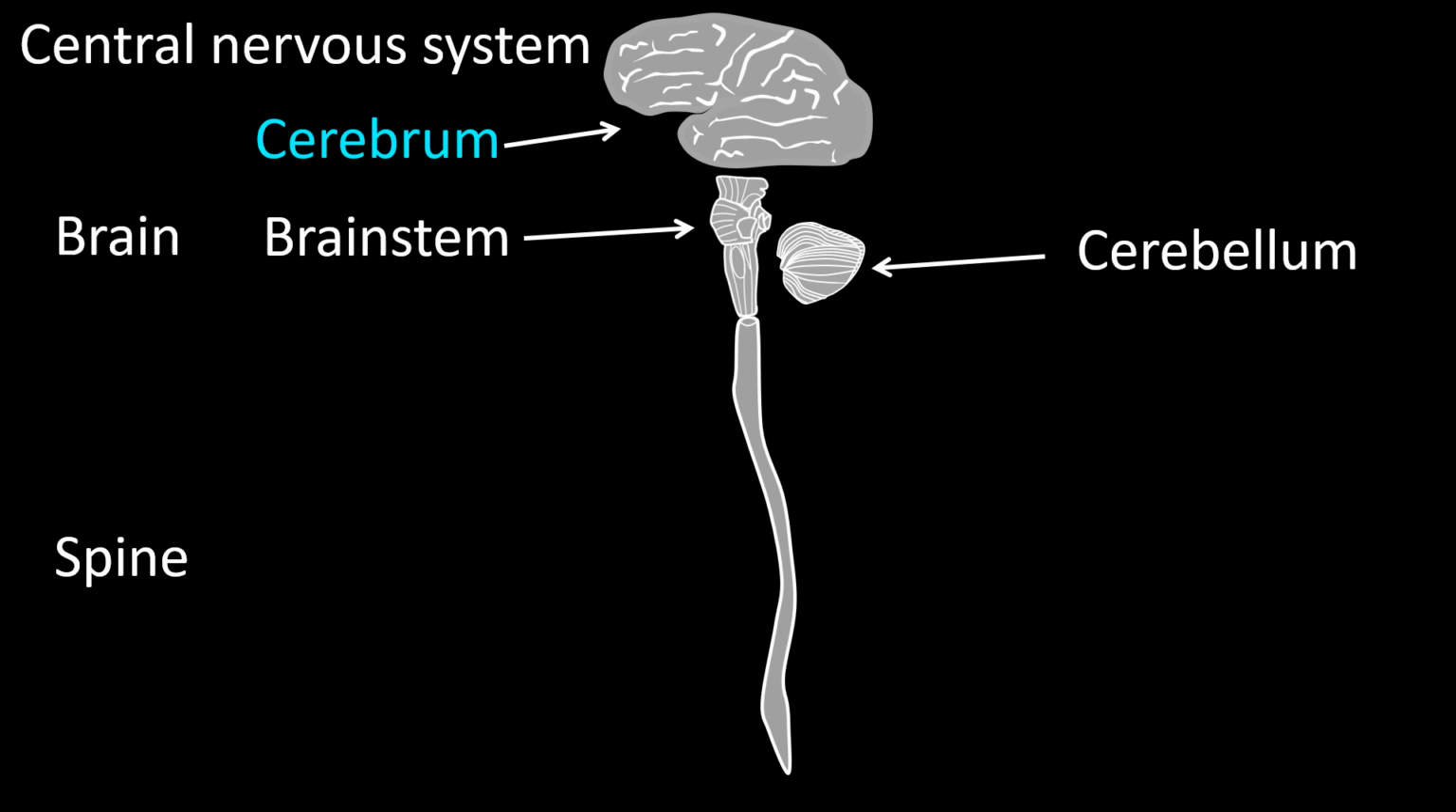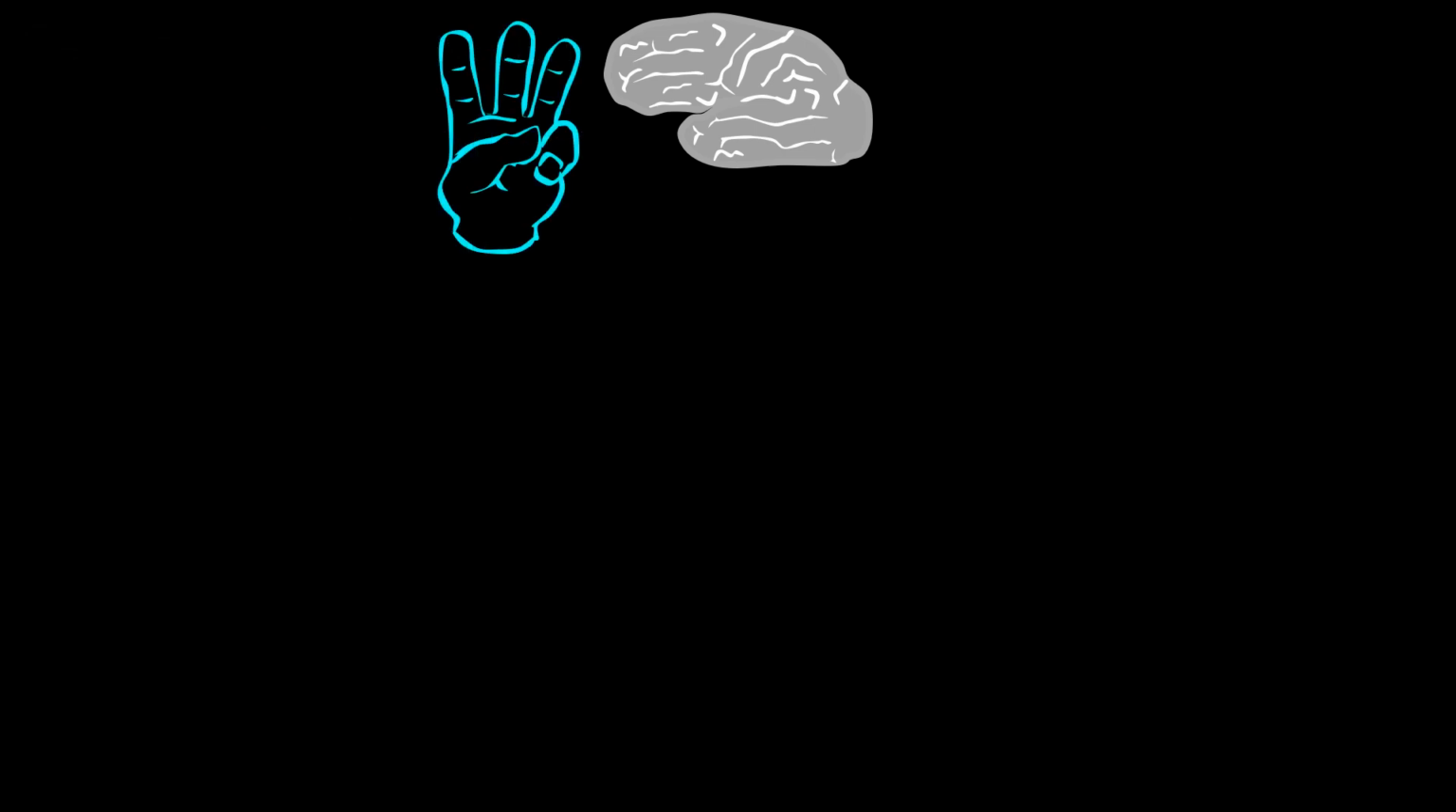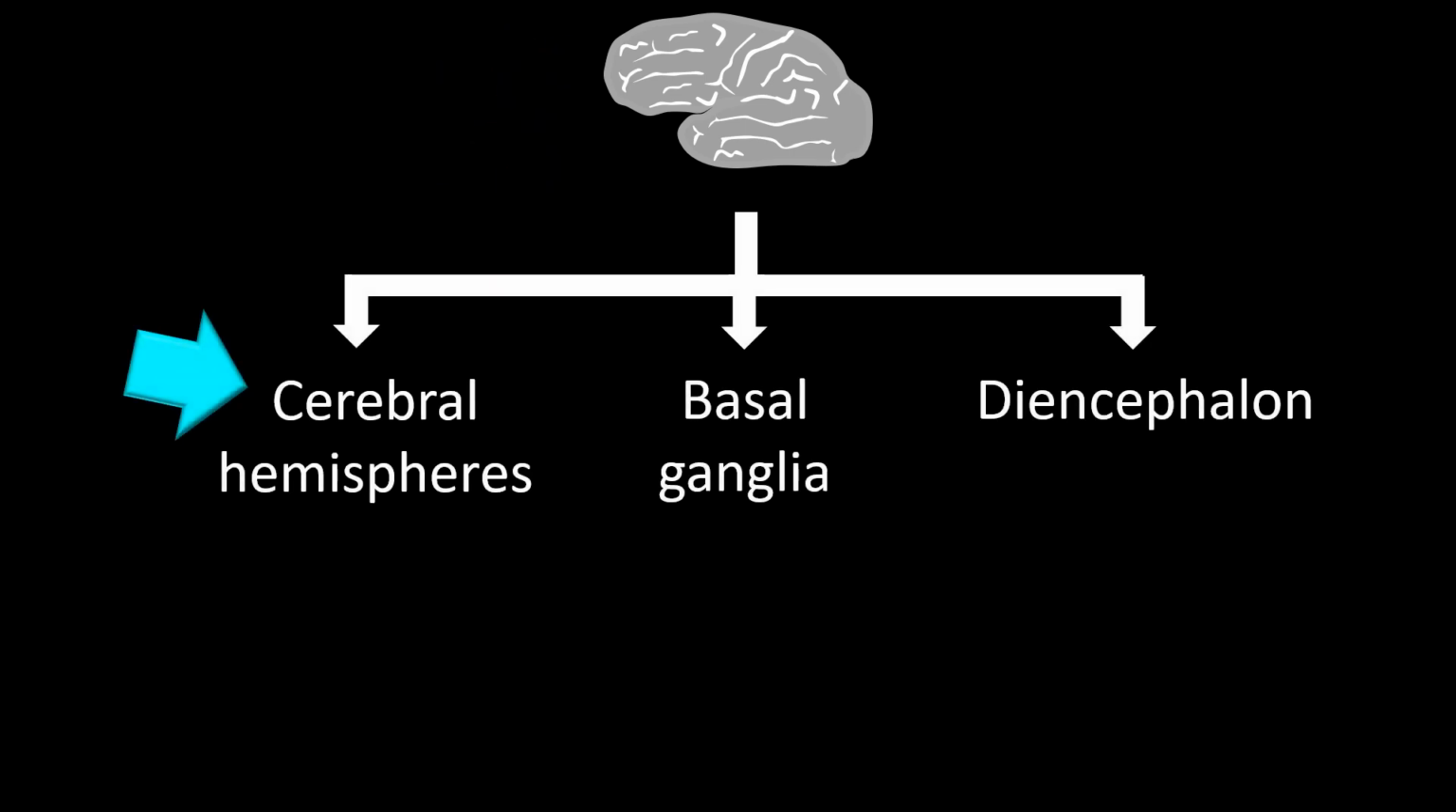The cerebrum can be subdivided into three parts: the cerebral hemispheres, the basal ganglia, and the diencephalon.